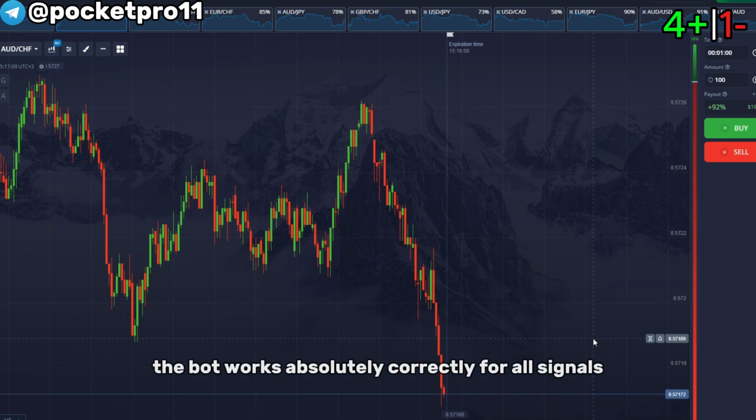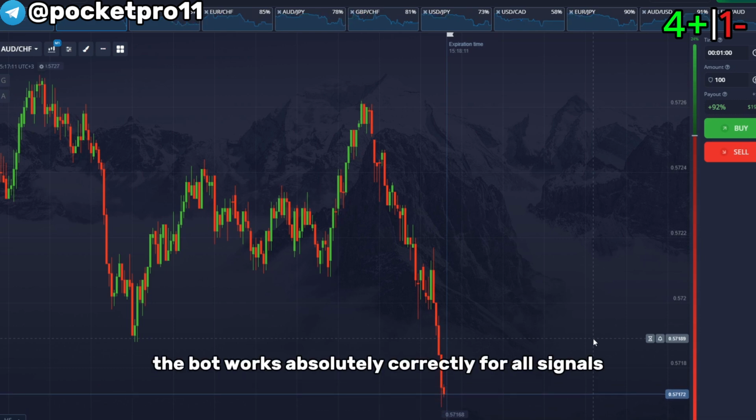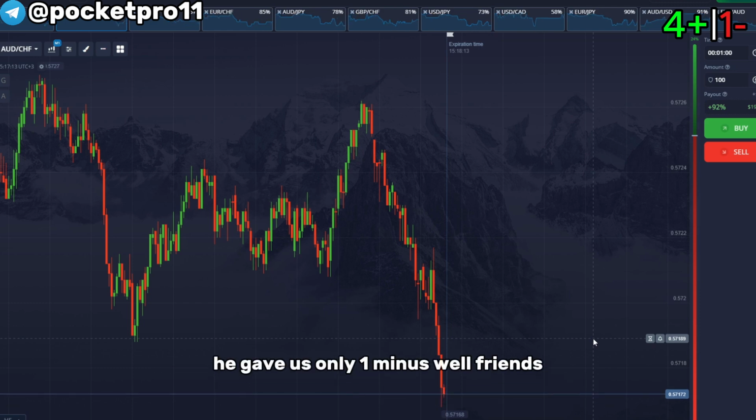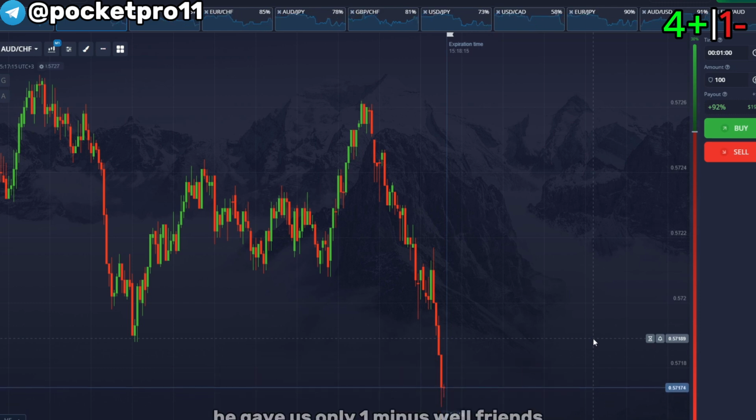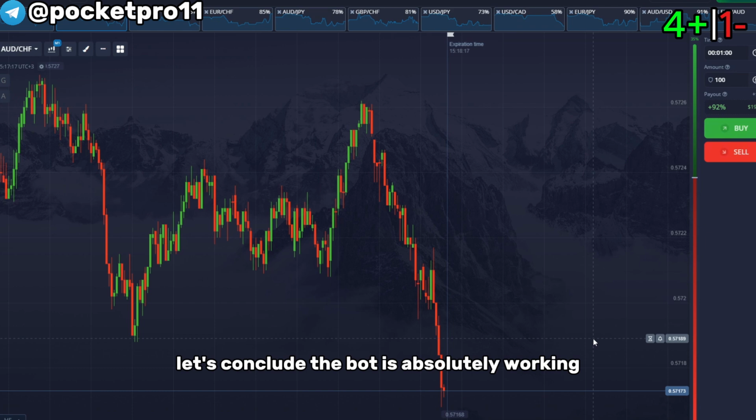As you can see, the bot works absolutely correctly. For all signals, it gave us only 1 minus. Well, friends, let's conclude: the bot is absolutely working and gives absolutely accurate signals.